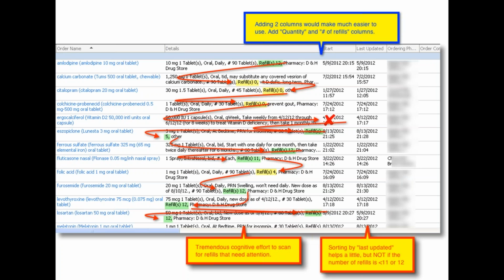You have to look, find the refill number, find the refill number, find the refill number, and then you have to figure out which one has 0 refills. It is actually a tremendous cognitive effort to try to do this. You could sort by last updated, but it's actually not reliable if the number of refills is 12, because it just isn't.